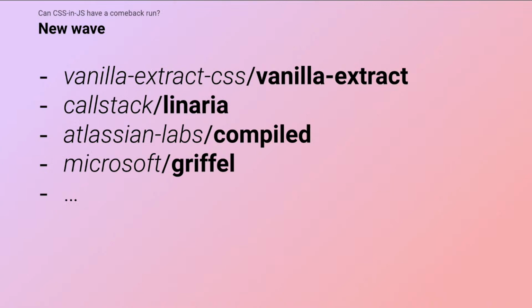There are also small libraries for specific problems, for example for dynamic features, or for creating variants, or for creating some atomic utility styles. So even though it's pretty young, it feels mature in that way. But if you don't like the API, you can choose from any of the libraries in this space, which has some big players like Microsoft with Griffel, Atlassian with Compiled, and Callstack with Linaria, which I believe is the oldest, the most mature out of these. And from what I read, Airbnb recently moved to Linaria, so that means something.